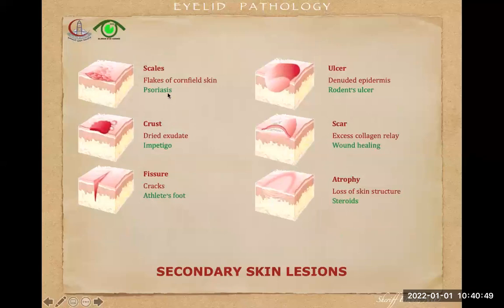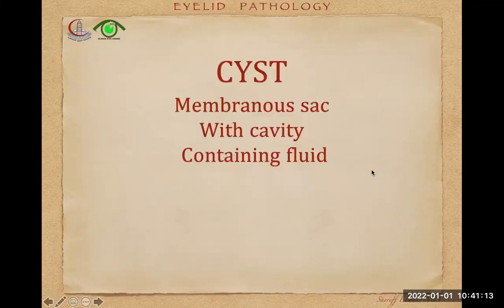Secondary lesions are scales, where cornified skin occurs in flakes. If covered with dried exudate, it's a crust. If there are cracks, it's a fissure. If there is denuded epidermis, it's an ulcer. If there is excess collagen laid down by fibroblast activity, it's a scar. And if there is a loss of skin structure, it's an atrophy.